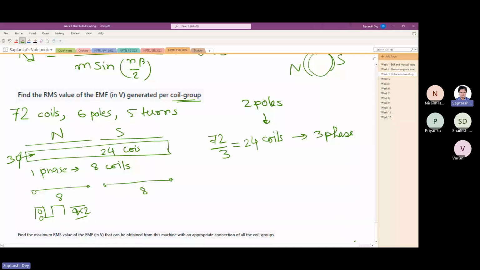See, we calculated slots per pole per phase is 4. And it's a double layer winding. So 4 into 2 is 8. So coil sides per pole per phase should be 8. See, it is matching. Coil sides per pole per phase is 8.